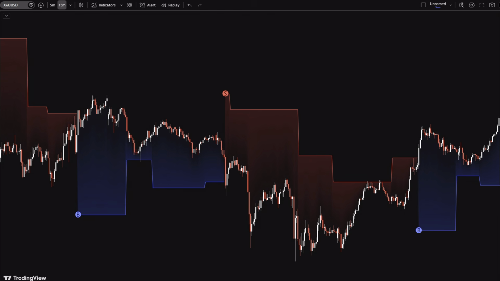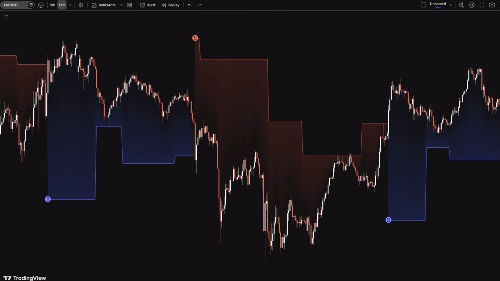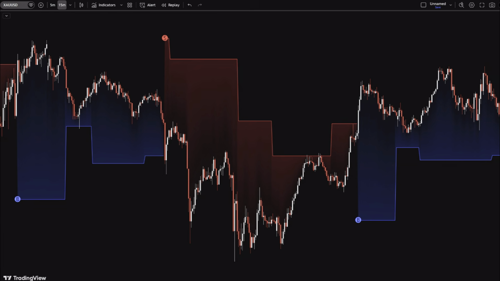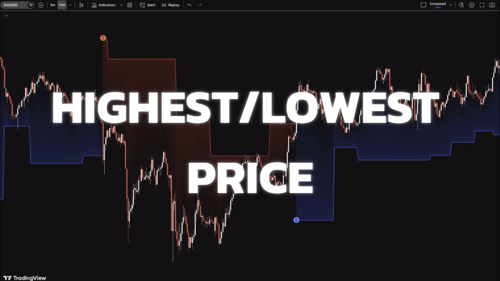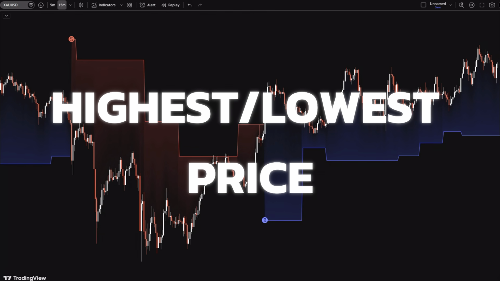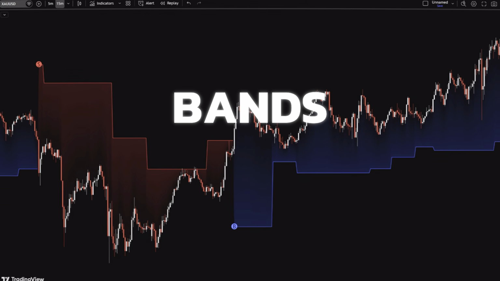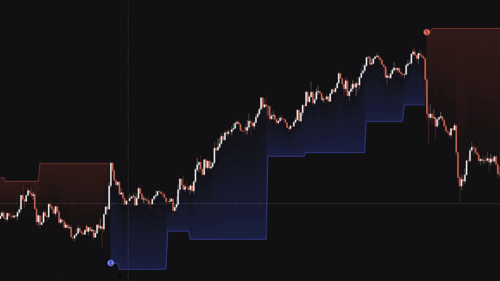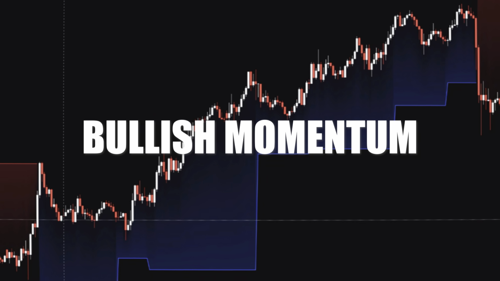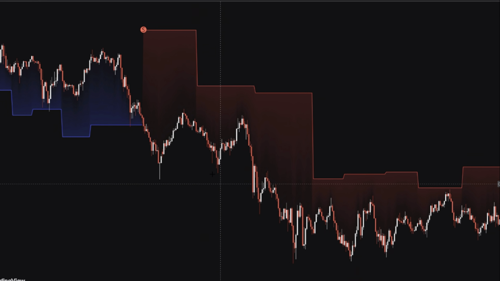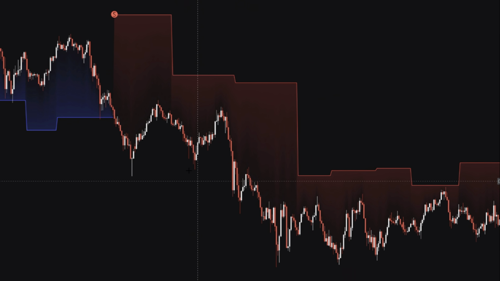It is built to spot reversals by tracking pivot points and price action. The logic is simple. It calculates the highest and lowest prices within a specific range of bars, then draws 2 bands around price. When price crosses above the upper band, it signals bullish momentum. When it crosses below the lower band, it signals bearish momentum.